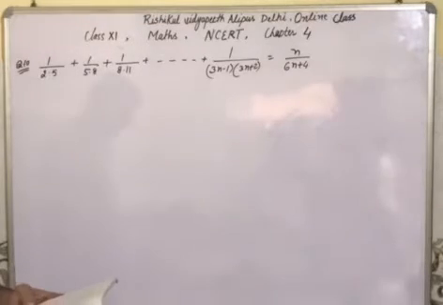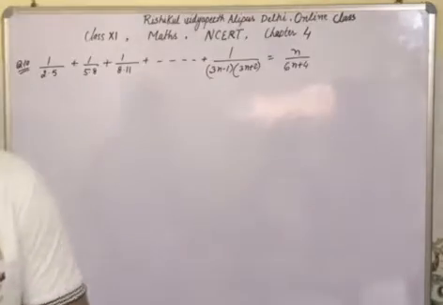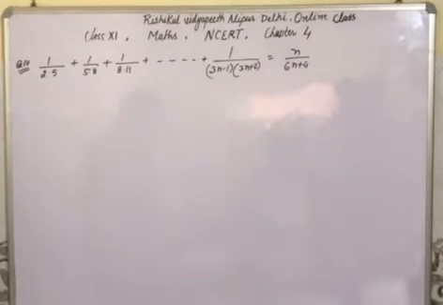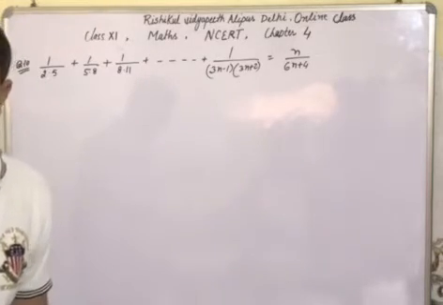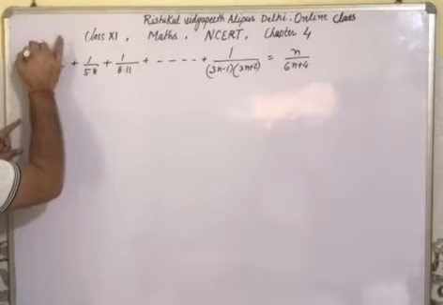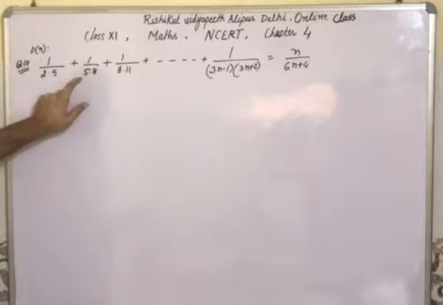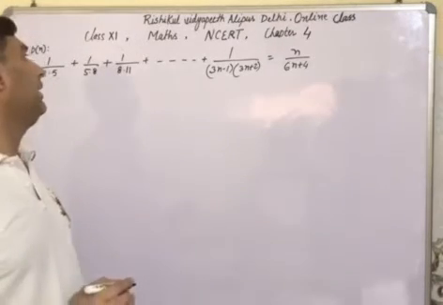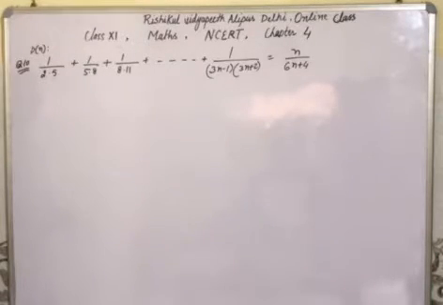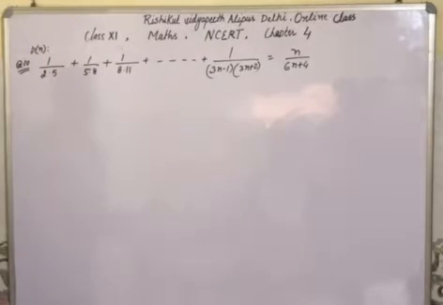Exercise 4.1, class 11th NCERT. In the previous lecture we discussed the first 9 questions, and now we start question number 10. Question number 10: let P(n) be 1 by 2 into 5 plus 1 by 5 into 8 plus 1 by 8 into 11 and so on up to 1 by (3n minus 1)(3n plus 2) is equal to n by 6n plus 4. We have to prove this by the principle of mathematical induction.